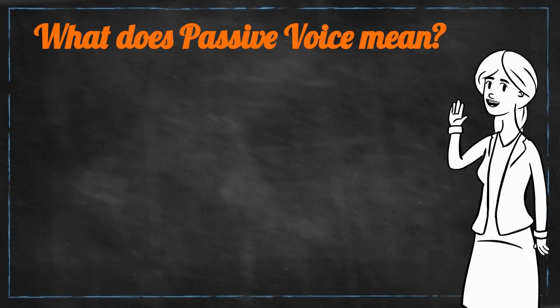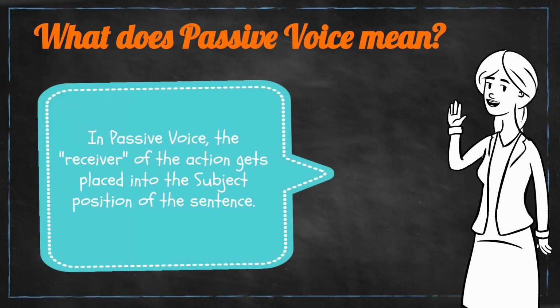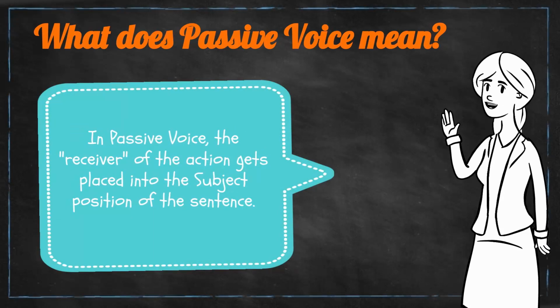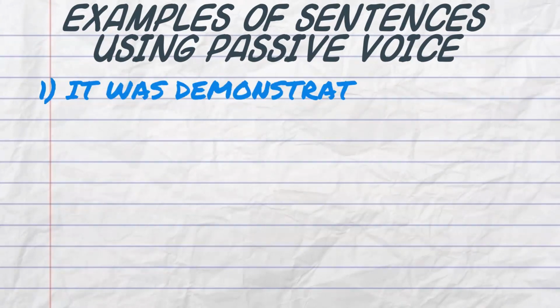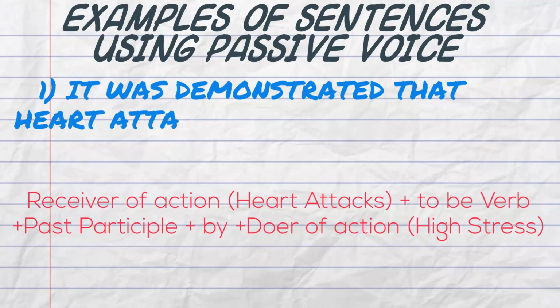What does passive voice mean? In passive voice, the receiver of the action gets placed into the subject position of the sentence. Here's an example of a sentence using passive voice. It was demonstrated that heart attacks can be caused by high stress.